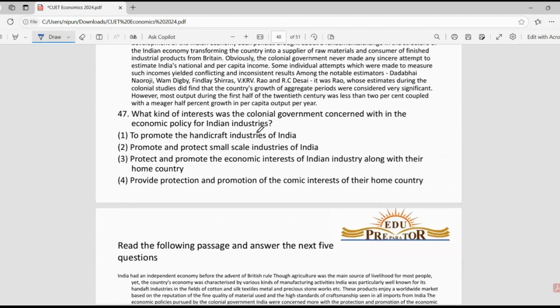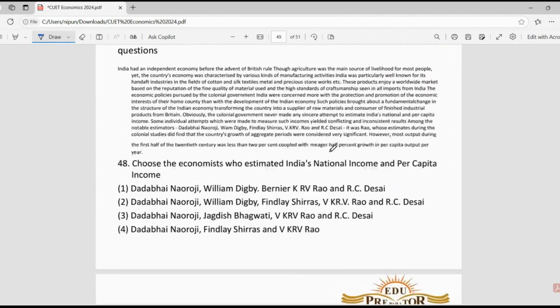What kind of interest was the colonial government concerned with? Were they concerned with our development? Were they wanted to promote handicraft industries? No. They were just interested in protecting the interest of their home country, right? So provide protection and promotion of the economic interests of their home country. So option number 4 is correct.